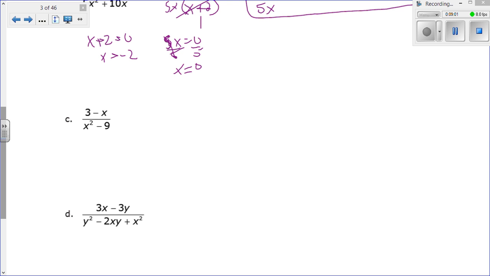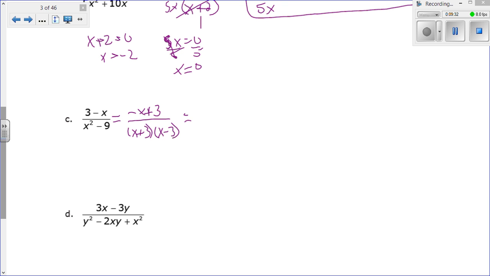For letter C, we have 3 minus x over x squared minus 9. What I'm going to do in the numerator is factor out a negative 1 so that my variables are all in the front. So I'm going to switch the order, and I have negative x plus 3. In my denominator, I factor x squared minus 9 into x plus 3 times x minus 3, because that's a difference of two perfect squares. Nothing is exact, so I can't cancel anything out.